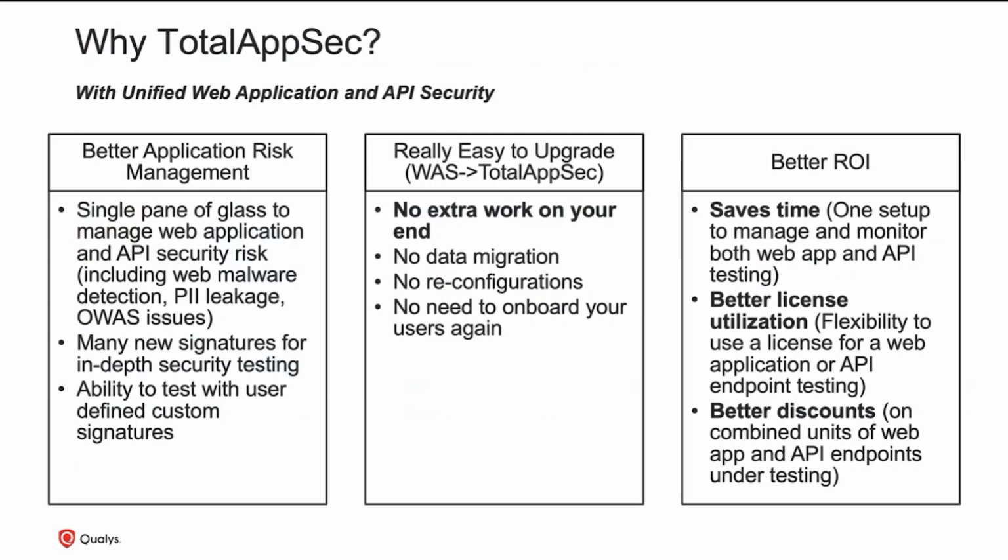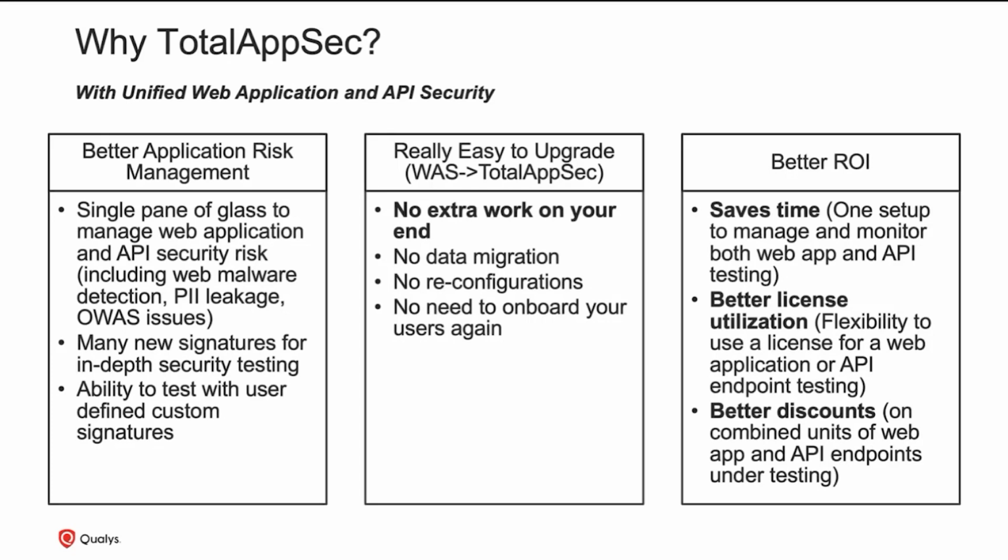So to quickly summarize why you should care to use Total AppSec, it gives you better risk management capability with a single pane of glass to manage your application security risk and API security risk, covering malware detection, PII leakage, and OWASP issues. Then we have added many new signatures, many new tests for more in-depth security testing. Not only that, Total AppSec also gives you ability to define custom signatures and be able to detect custom vulnerabilities.